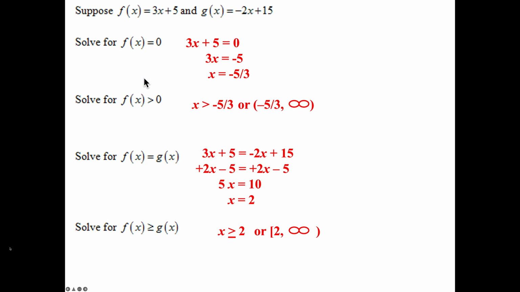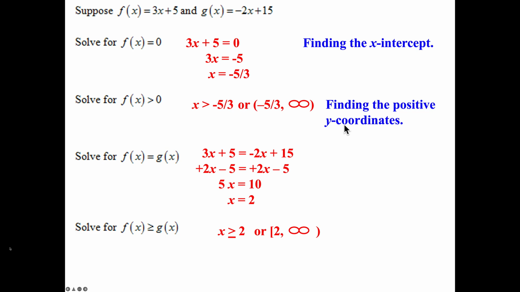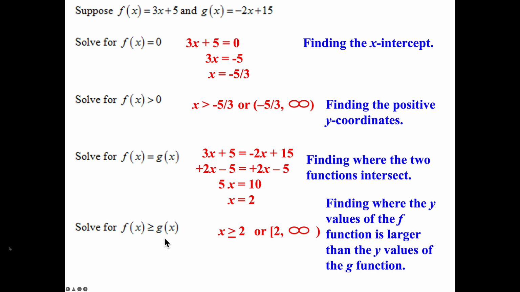So what we really did, again, we said this is finding the x-intercept. This is finding positive y coordinates. This was finding where the two functions intersect. They intersect at x equals 2. And this is finding where the y coordinates of the f function are going to be bigger than the y coordinates of the g function. So one thing I like to do, especially when we start messing with inequalities and they start moving, like I said, the g of x and the f of x around, sometimes it's better to make a graph. So we're going to look at the graph to the right of your notes.